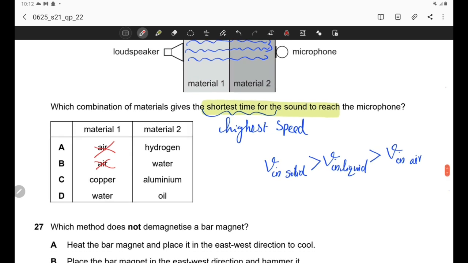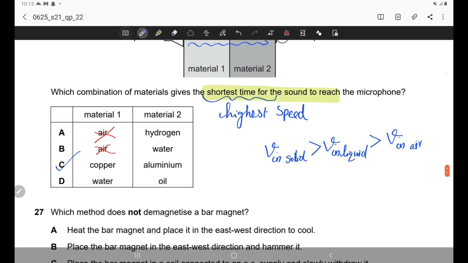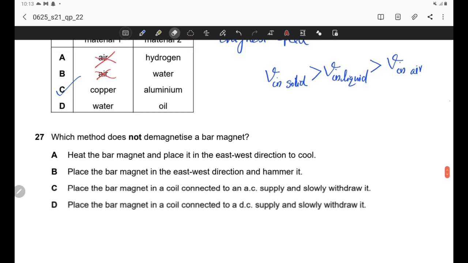Option C says copper and aluminium, and that is possible because both are solids. So the correct answer is option C, because in solids the sound travels faster. Option D consists of two liquids, but in solids the speed is even greater. The correct answer is option C.